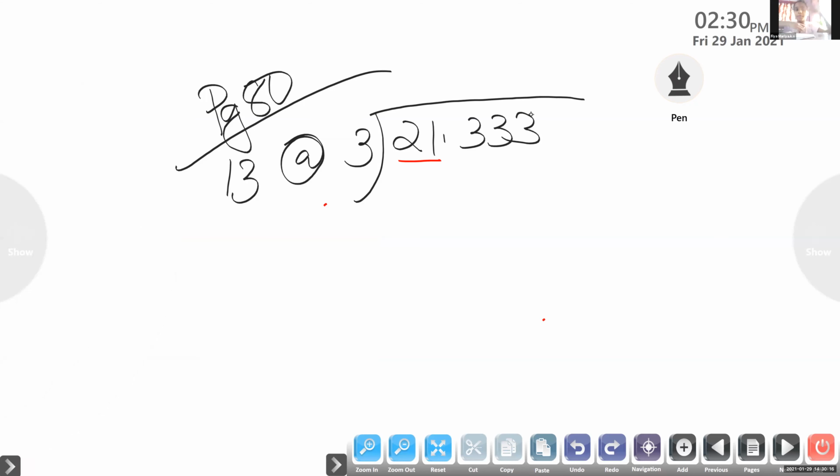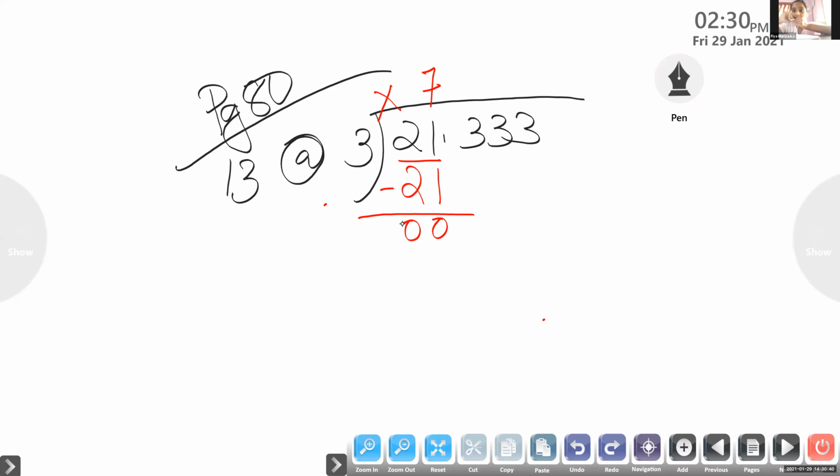Yes, ma'am. 21 is there in the 3's table. Yes. So? 7. Yes, 7 3s are 21. Then what do we have to do? We will subtract. Subtract, 0.